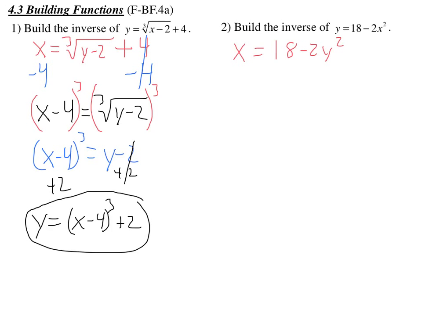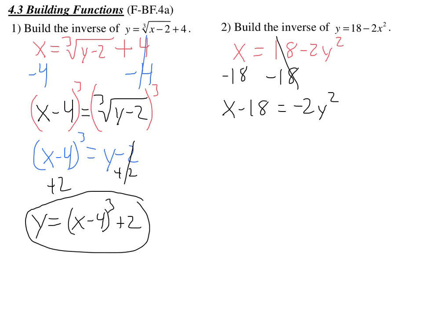Now, like before, get y by itself. So we've got to use properties to get y by itself. To get this guy by itself, I think that 18's first to move, so I'm going to minus 18 over. That will give me x minus 18 equals negative 2 y squared.